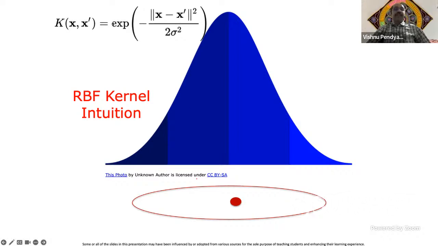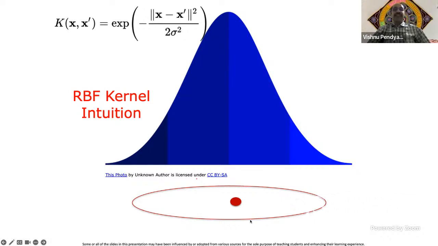So this is represented by something like the PDF of the probability, the normal distribution. So what does that tell you? It tells you that as you move away from the point, the influence of the point reduces. So if the test data lies here, the influence of this point is really high. If the test data lies somewhere here, it may not be all that important to this point, right? So that is the intuition behind RBF kernel.